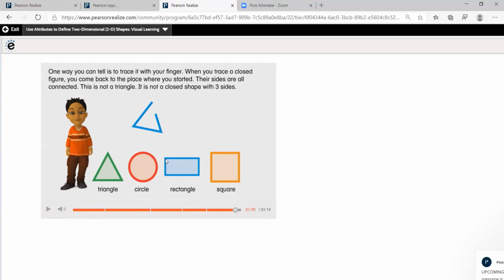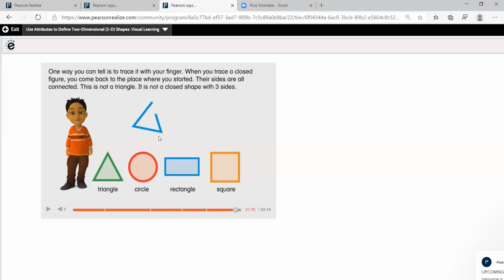Same thing with my rectangle. If I start in this corner and I trace around, I can go back to where I started. And same with the square. I trace around the square, I go back to where I started.